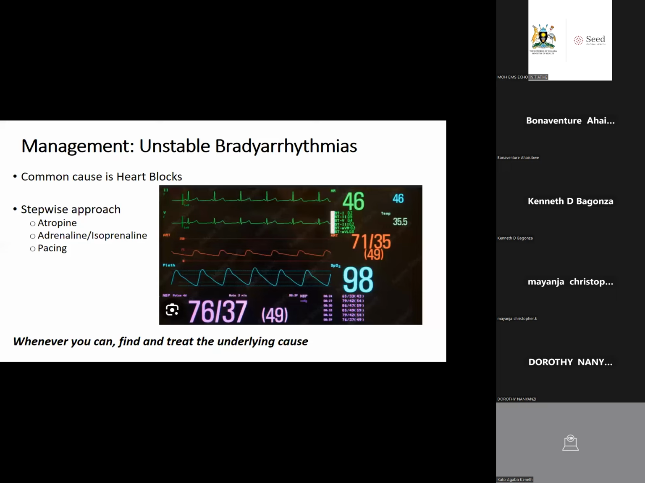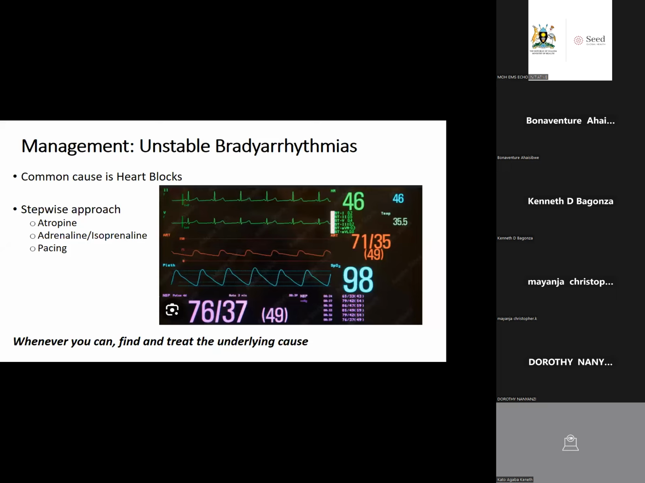So if you're giving 0.5 milligram, you can repeat this every 3 to 5 minutes, a total of 6 times. That's 3 milligrams if you're giving 0.5 milligram. If you're giving 1 milligram, that means you can do this up to 3 times. So if you get to 3 milligrams, then you stop there. You need to use other agents.